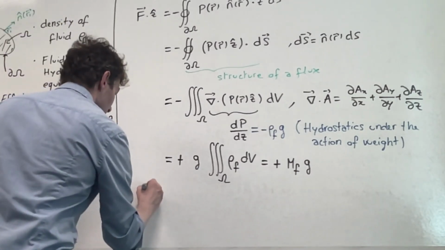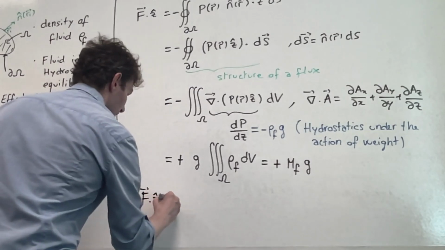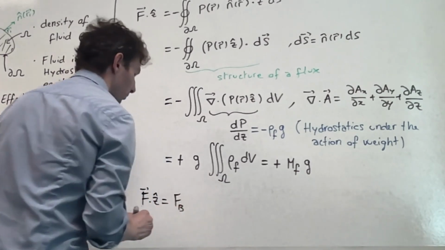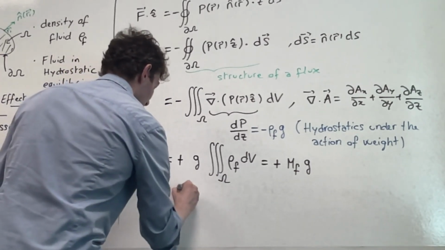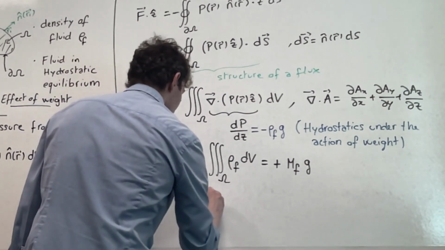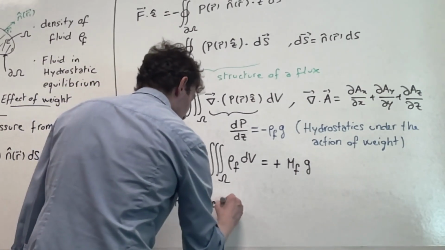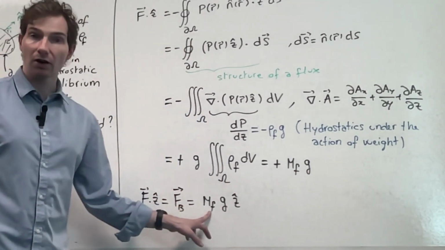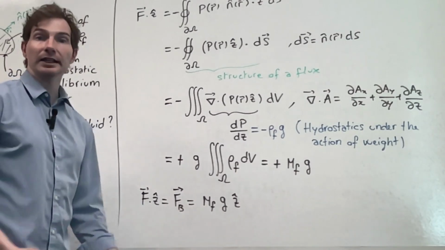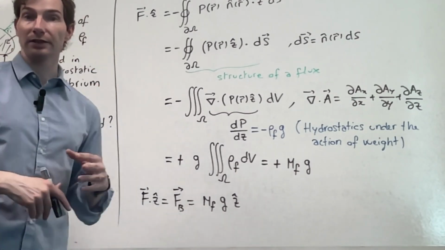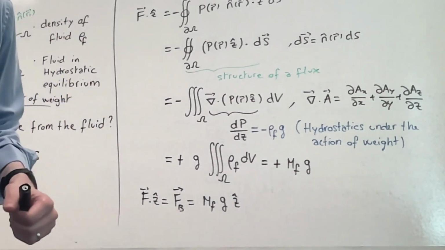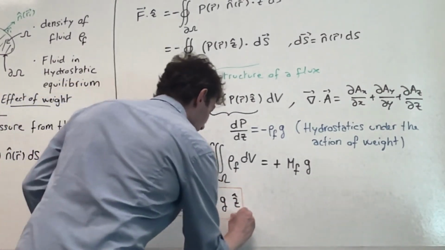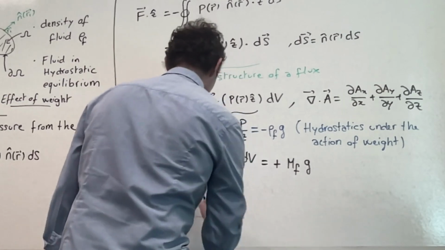So all in all, we've got that, and I'm going to call that Fb for buoyancy. That's equal to the actual weight of the displaced fluid in the opposite direction to the actual weight. So that's the actual result, and that's coming from the divergence theorem.